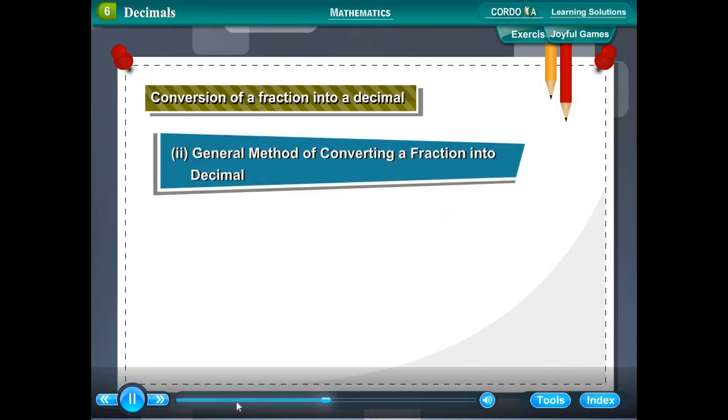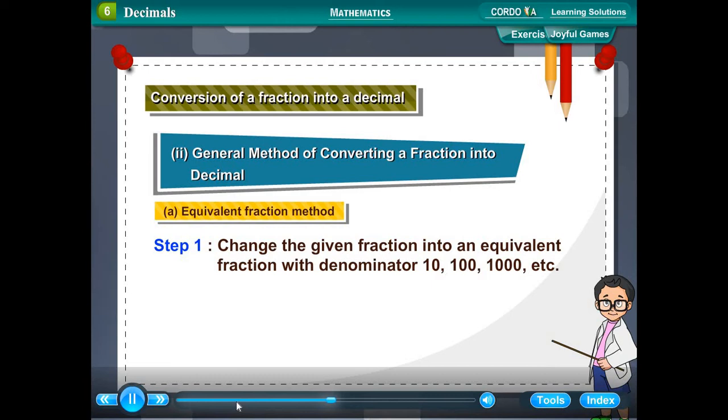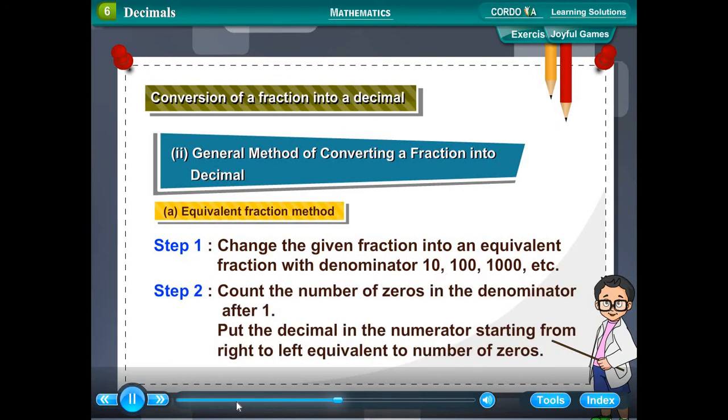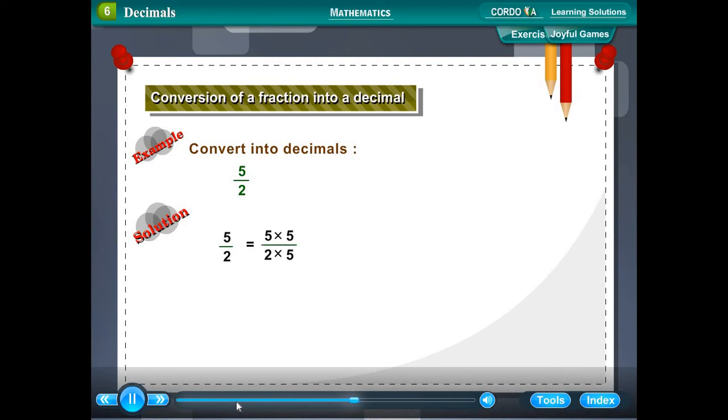General method of converting a fraction into a decimal. Equivalent fraction method. Step 1. Change the given fraction into an equivalent fraction with denominator 10, 100, 1000, etc. Step 2. Count the number of zeros in the denominator after 1. Put the decimal point in the numerator, starting from right to left, equal to the number of zeros. Example: convert 5 upon 2 into a decimal. Solution: 5 upon 2 is equal to 5 into 5 upon 2 into 5, which is equal to 25 upon 10, which is equal to 2.5.